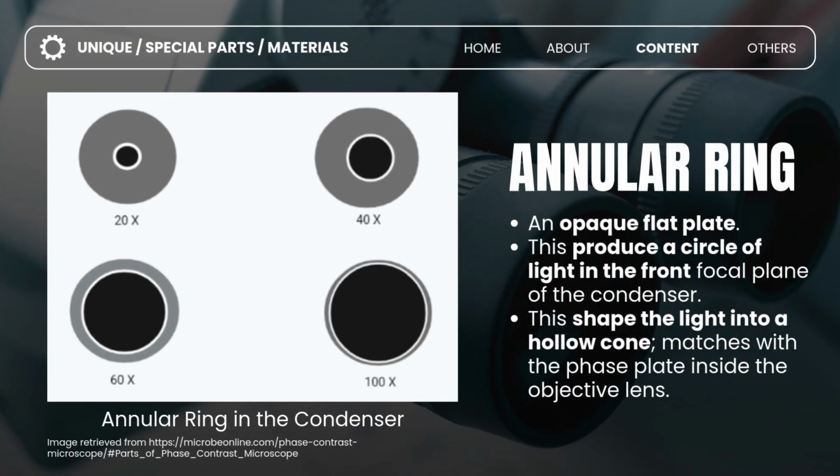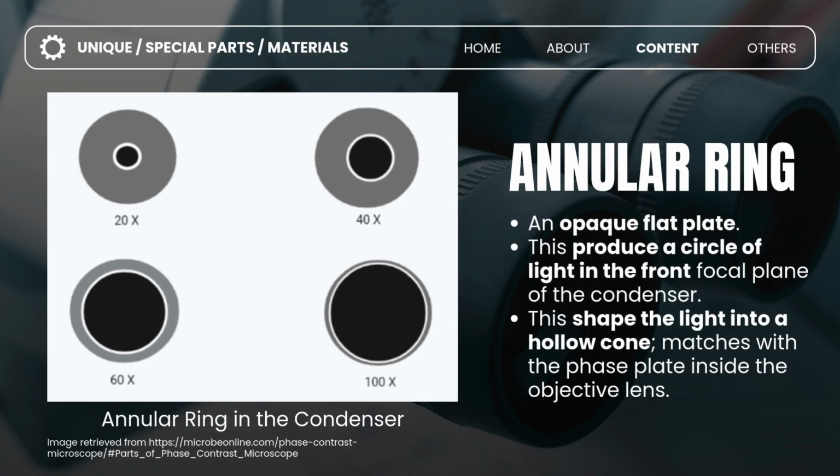The first key part of the phase contrast microscope is the annular ring, which is found in the condenser. It is basically an opaque flat plate with a transparent ring in the center. What it does is very important. It allows only a ring or circle of light to pass through, instead of letting light spread evenly like in a normal light microscope. This ring of light is then projected onto the specimen.